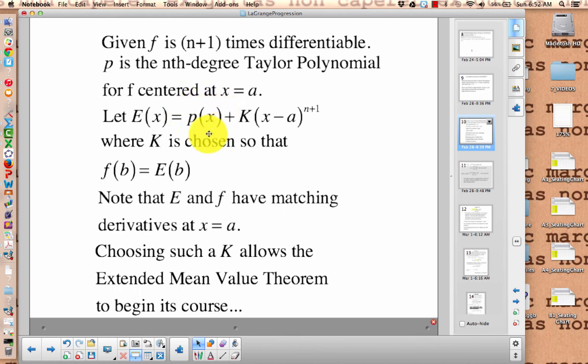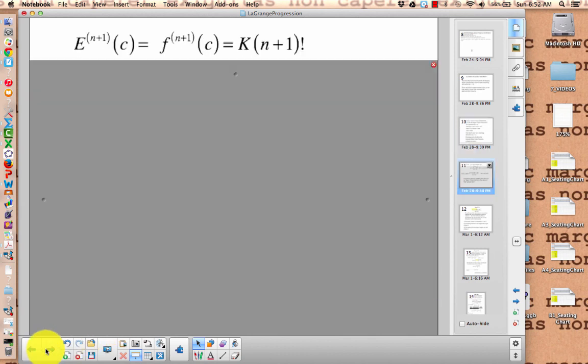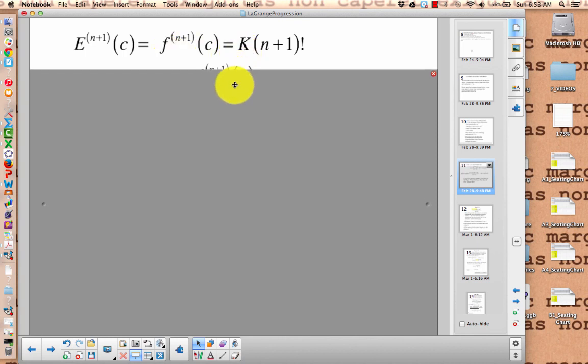The polynomial eventually disappears after n plus 1 derivatives because it only has n plus 1 terms that wipe each other out once you take derivatives. So what's left is k times n plus 1 factorial. Remember that e and f have to have equal derivatives at c, where c is a number between a and b, by the extended mean value theorem. This lets you solve for the mysterious value of k.